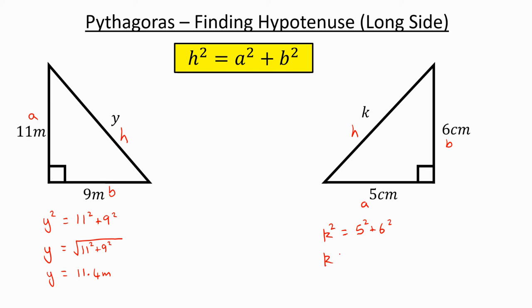And so to find out what k is, we're undoing the squared. So we're going to have 5 squared plus 6 squared under the square root sign. And if we do that, we should get 7.8 centimeters. So 7.8 is the length of our hypotenuse, our longest side for this triangle.